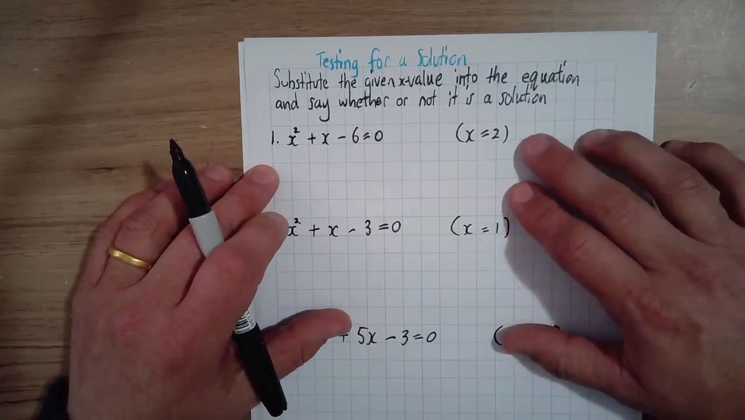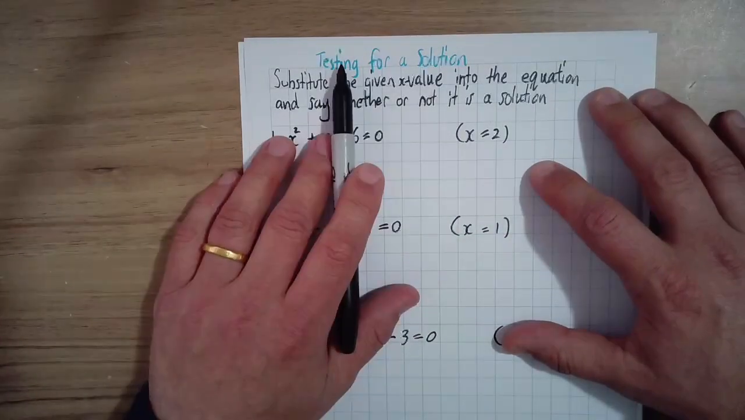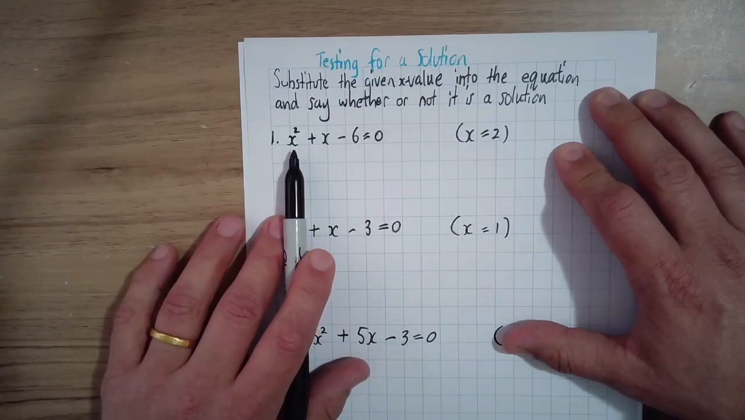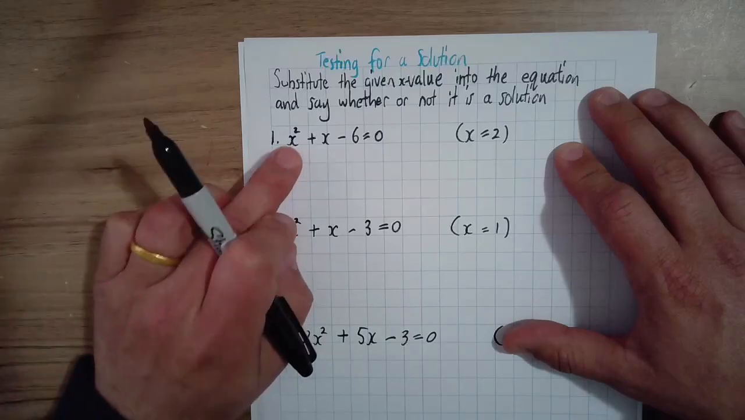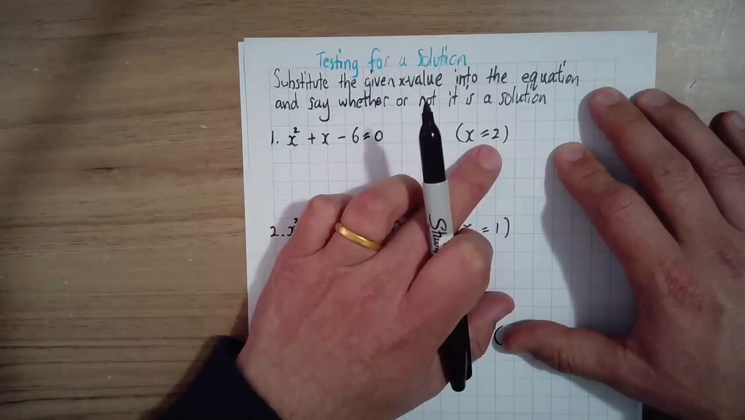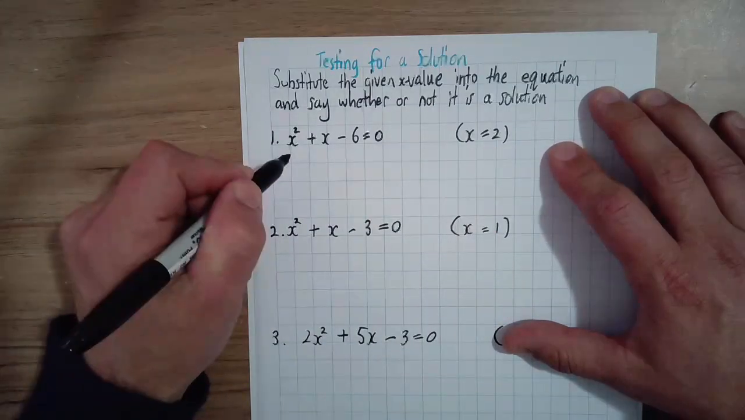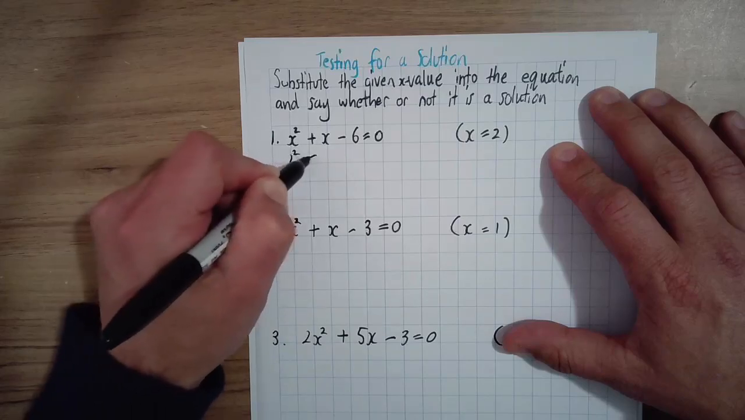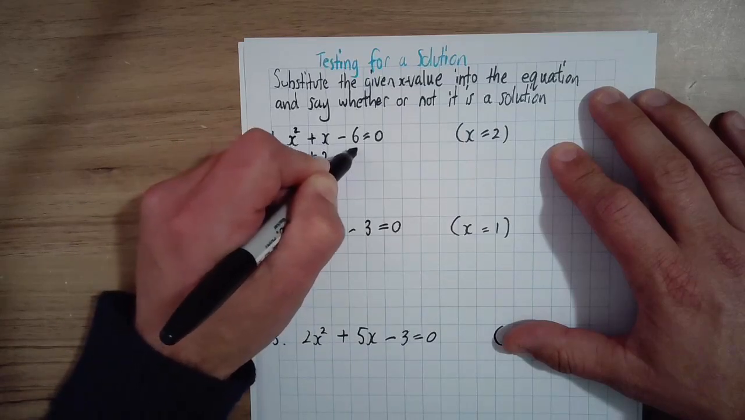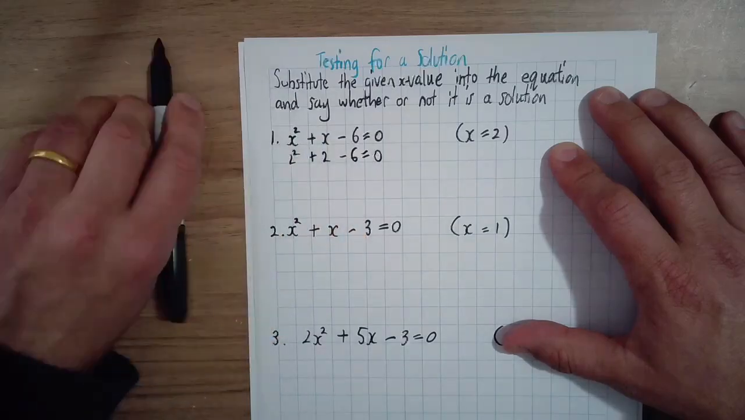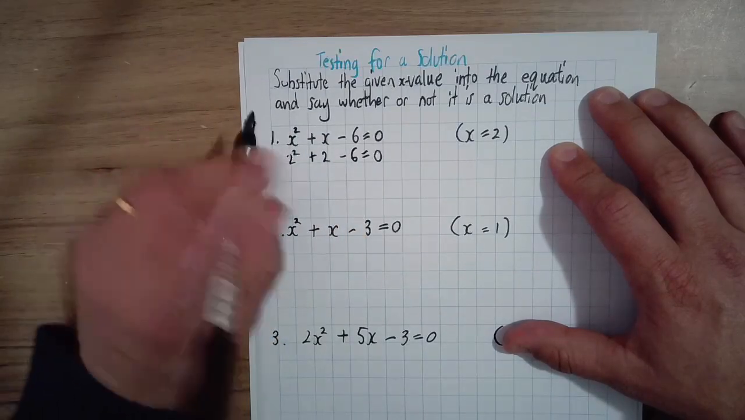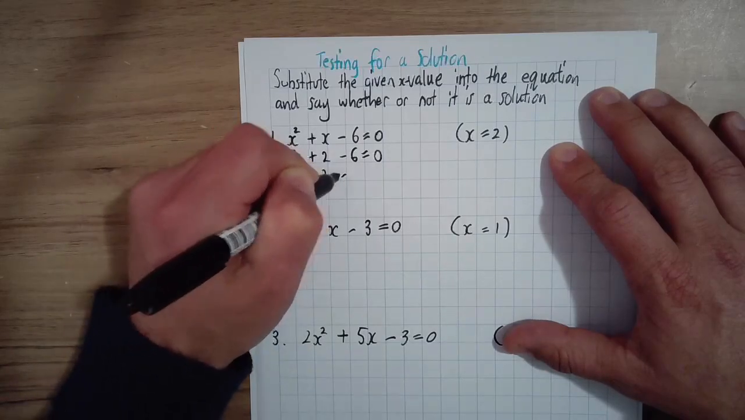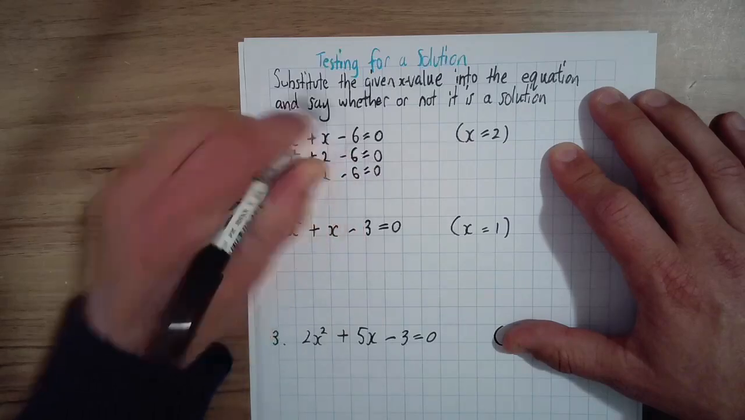Okay, so the first step to test for a solution is for us to substitute that given value of x into our equation. So wherever we have a value of x, we just, in this case, put a 2 in there. So x squared, we have 2 squared plus 2 minus 6 equals 0. Now, 2 squared, that's 4, plus 2 minus 6 equals 0.